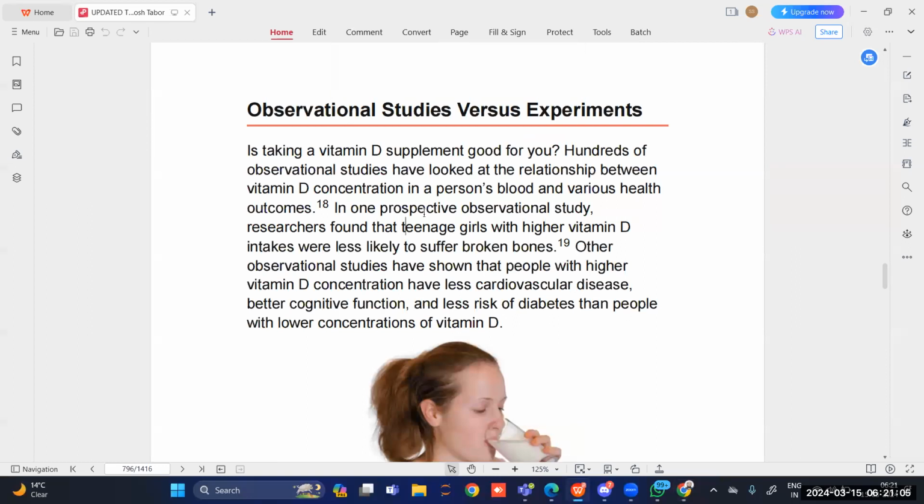Observational study versus experiments. Is taking a vitamin D supplement good for you? Hundreds of observational studies have looked at the relationship between vitamin D concentration in a person's blood and various health outcomes. So generally, we are measuring the relationship between vitamin D consumption and concentration.